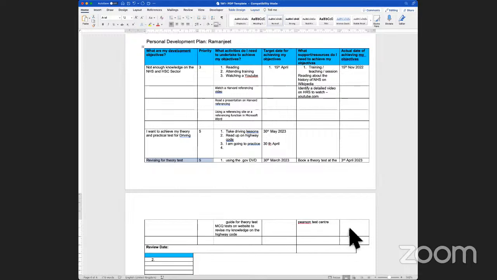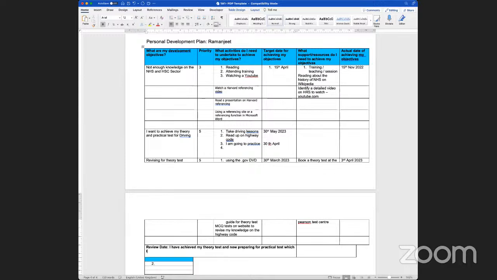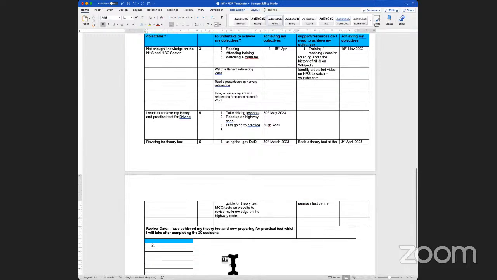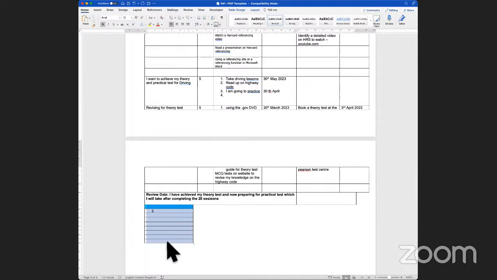Now, if you have achieved it, you can say as a result, here I would say I have achieved my theory test and now preparing for practical test, which I will take after completing the 20 sessions. And that would help you complete the review of your PDP as far as this task is concerned. Is that understood?